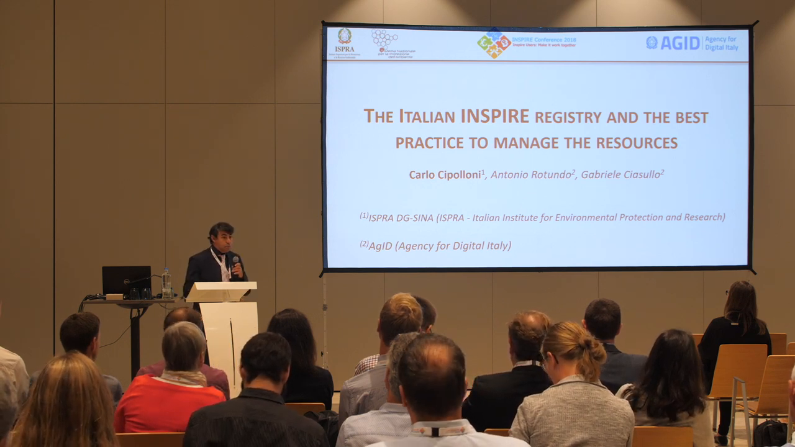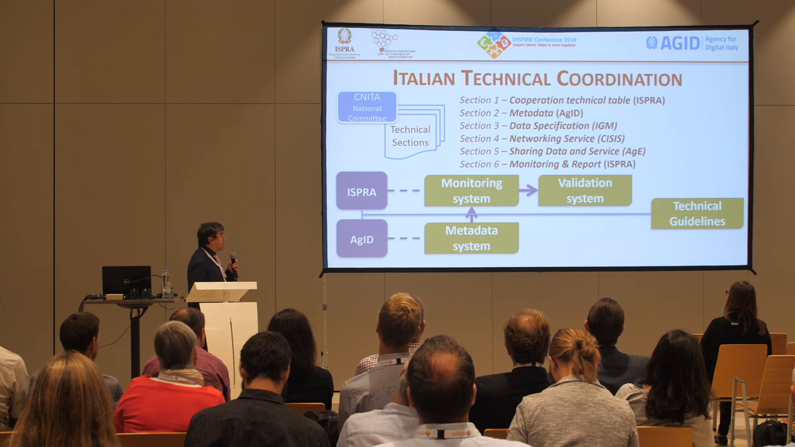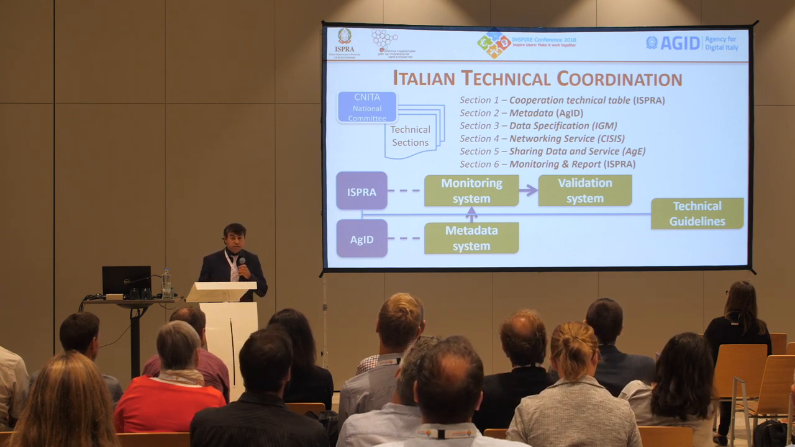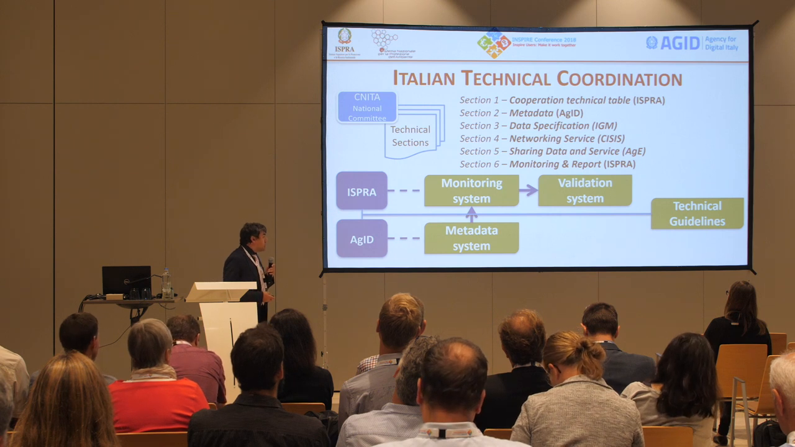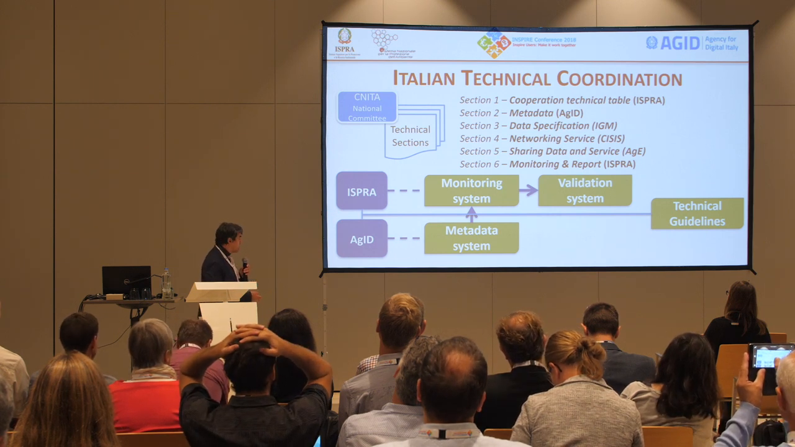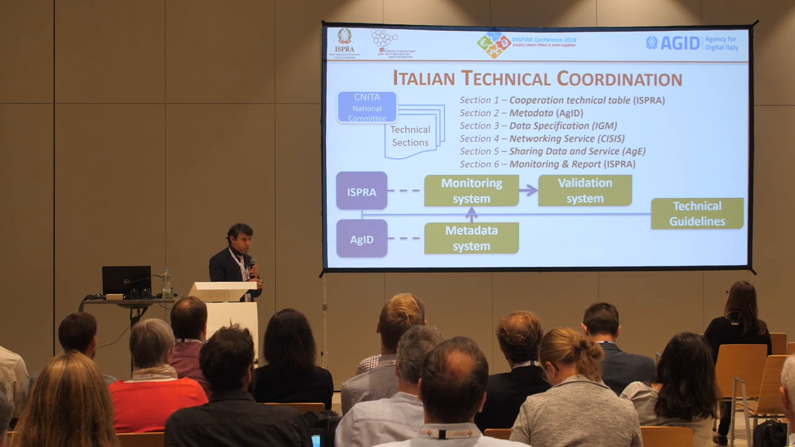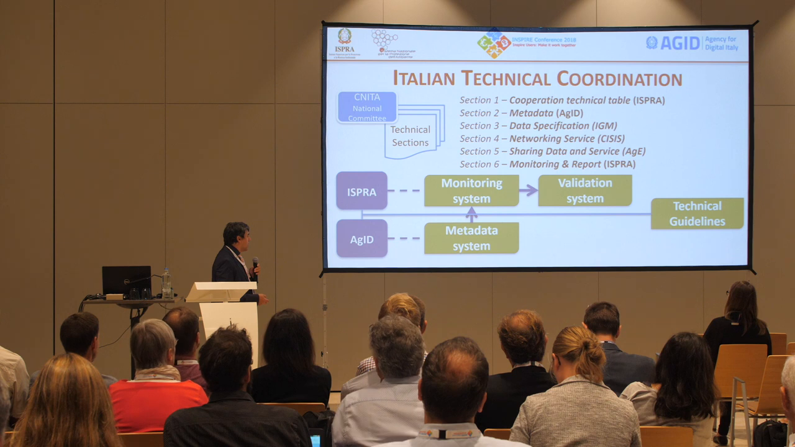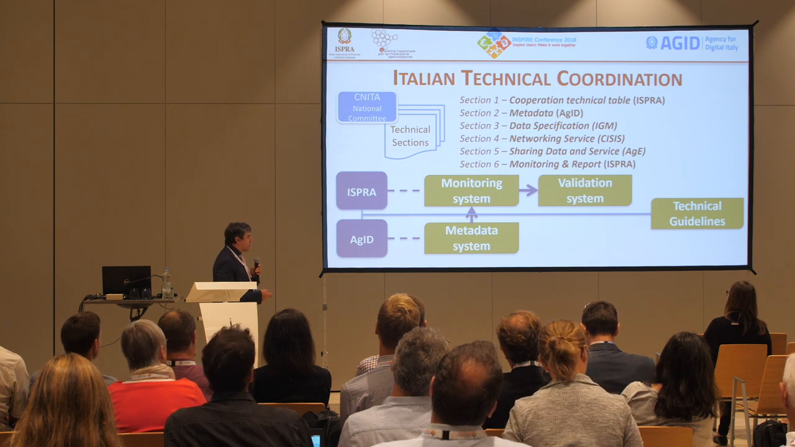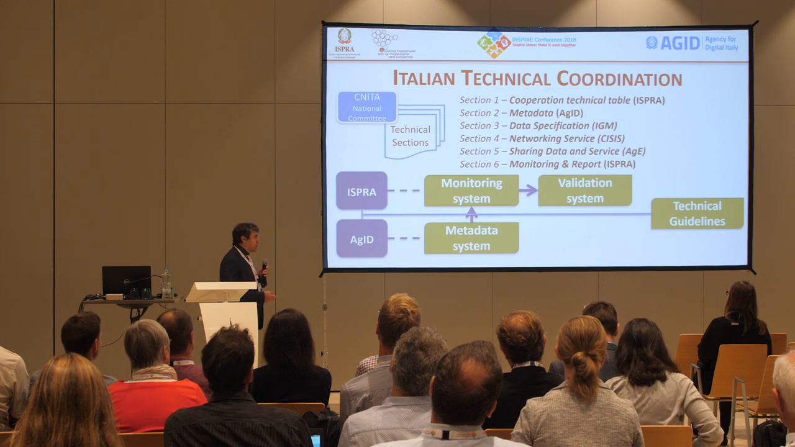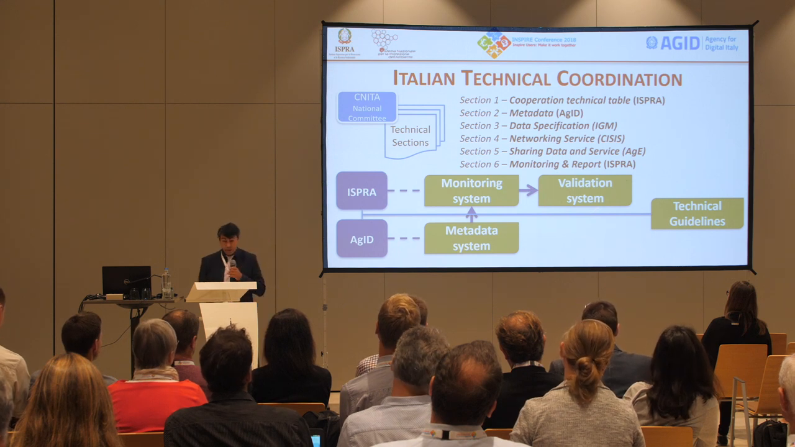Before that, I want to introduce the governance that we have at the technical level in Italy. We have a technical board that is mainly composed of ISPRA, which is the coordination structure, plus the Agency for Digital Italy. There are some things that are managed directly by us, like the monitoring system or the validation system. Then there is the metadata system managed directly by the Agency for Digital Italy. And behind the metadata system and these other elements, it becomes important to also have the registry. The two organizations are the main ones responsible for producing technical guidance at the national level.